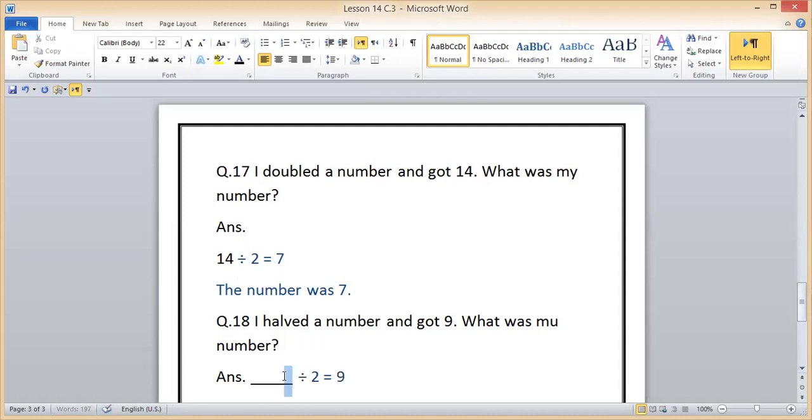What we have to do is find out that number. What is the number which gives us 9 when we divide it by 2? Or when we find the half of that number, the result we get is 9. So this is the question. Yes, guys, can you tell me what was my number? I halved a number and the result I got is 9.